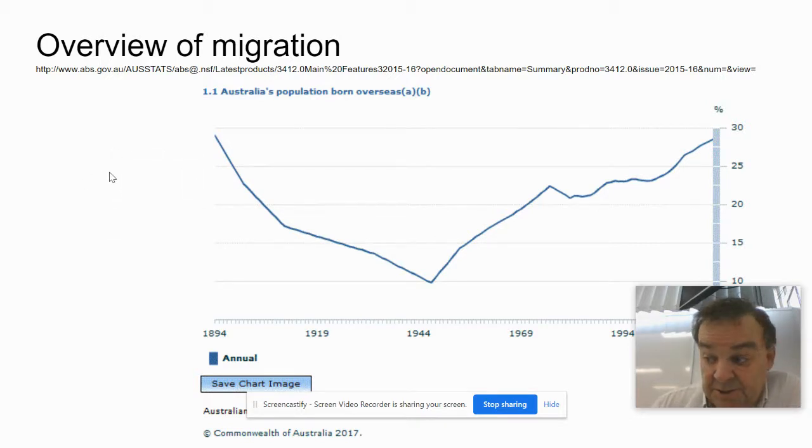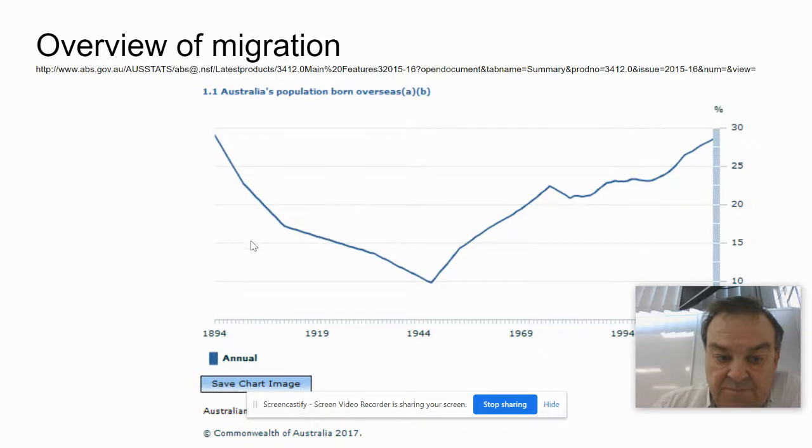Obviously, before this period of time, the first white settlers permanently came to Australia in 1788. Obviously, before that, Aboriginal people were living here for tens of thousands of years. And initially, there were more people migrating to Australia from Britain, but as time went on, more people were born here and started to outnumber the number of people who were migrating here.